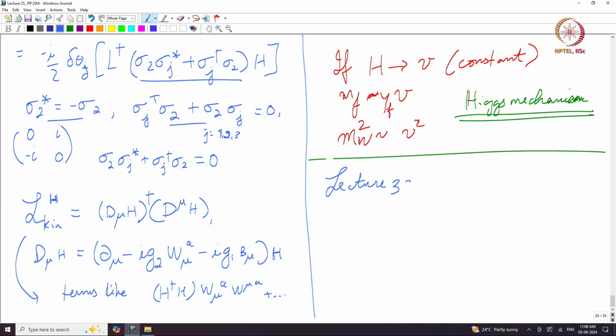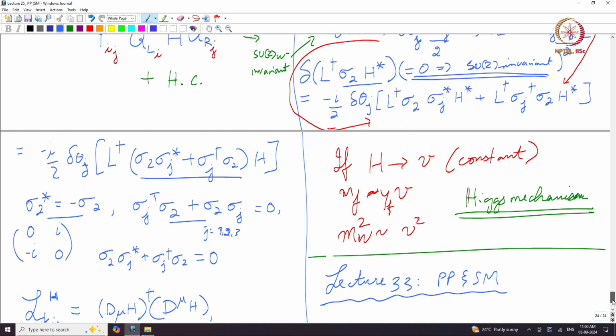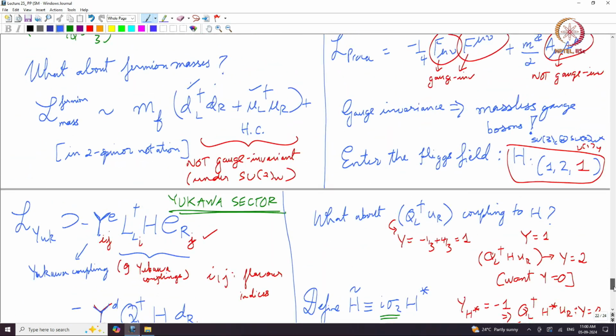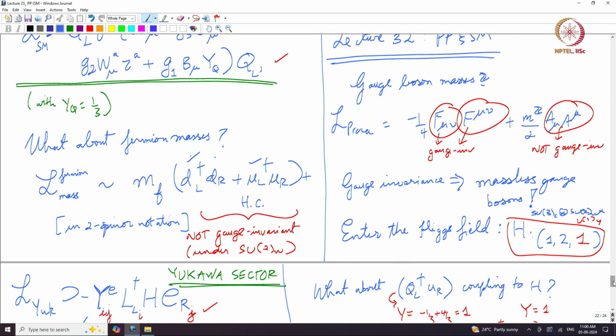Alright, welcome back to particle physics and the standard model. This is lecture 33, and last time we saw how to build the Yukawa sector of the standard model involving the Higgs, correct? This we did in order to understand how the fermions could get a mass in a chiral theory, right?